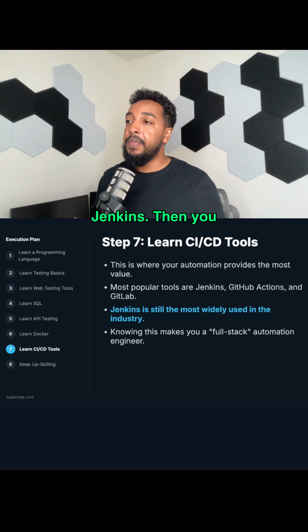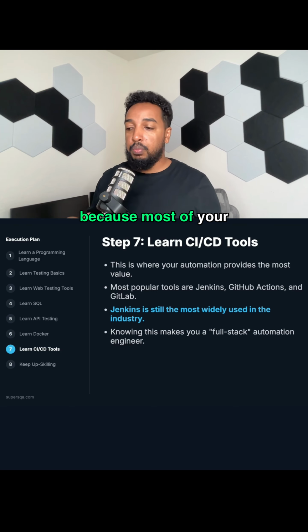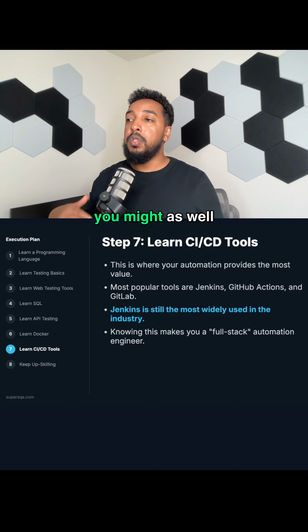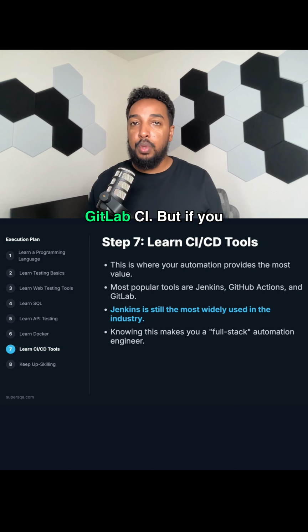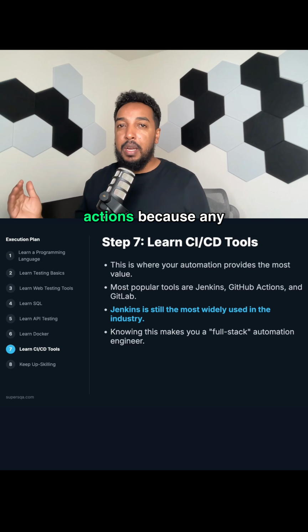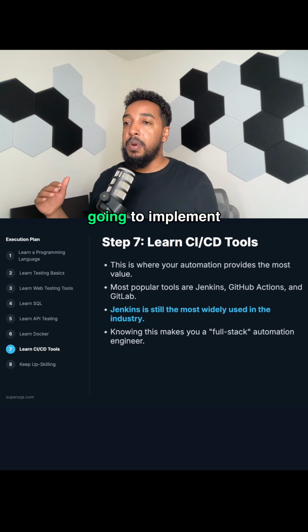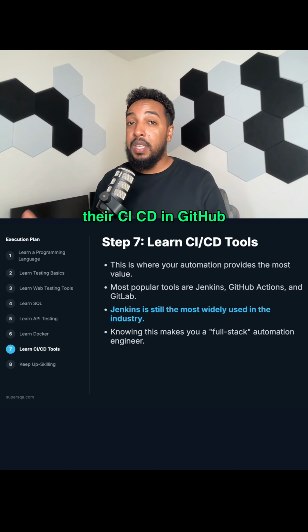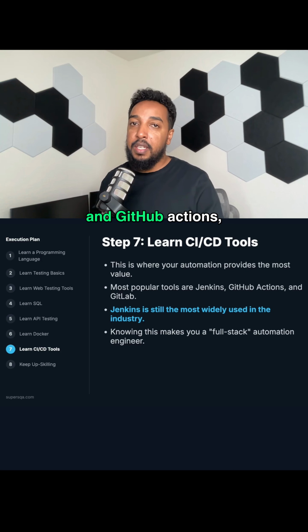So learn Jenkins, then you learn GitHub Actions, because most of your code is going to be in GitHub anyways. So you might as well learn GitHub Actions, then you can go to GitLab CI. But if you learn Jenkins, you're in a good position. But you should learn GitHub Actions, because any new company is probably going to implement their CI/CD in GitHub Actions. So Jenkins and GitHub Actions, those 2.